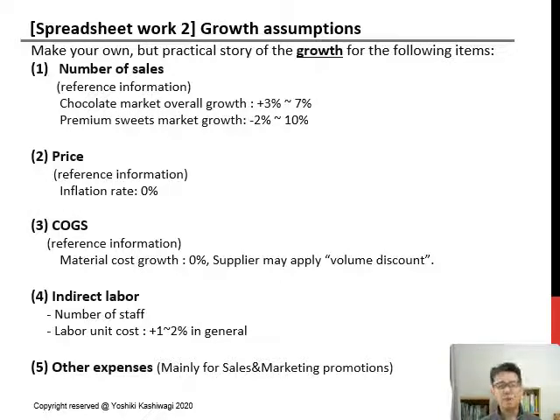And other expenses, maybe you have a huge amount of promotion in the beginning, but you can reduce it in the coming years. It's all about your business strategy and business plan. So carefully think about it. But all those assumptions have to be consistent with your business strategy, business model, and business plan. Okay?